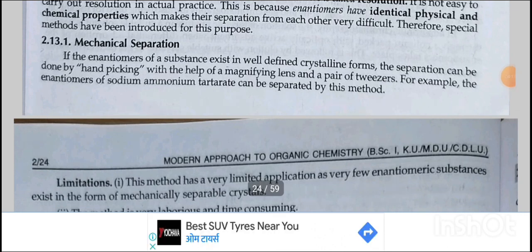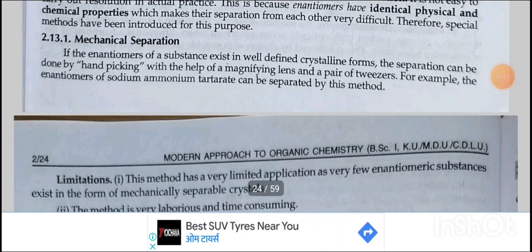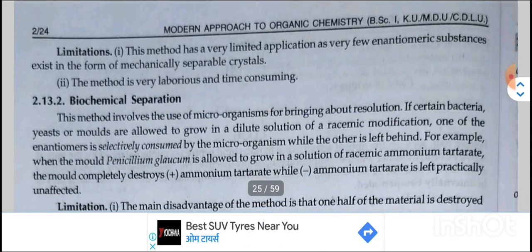Mechanical separation. If the enantiomers of a substance exist in well-defined crystalline forms, the separation can be done by hand picking with the help of a magnifying lens and a pair of tweezers. For example, enantiomers of sodium ammonium tartrate can be separated by this method. Limitations. This method has very limited application as only a few enantiomeric substances exist in the form of mechanically separable crystals. The method is very laborious and time consuming.